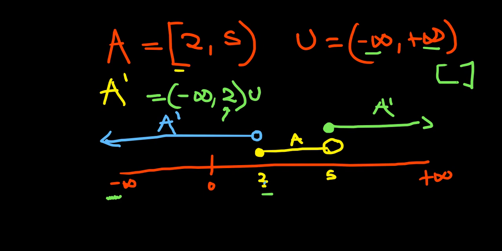And then we come here where the other A complement is starting from. The other complement is starting from 5 all the way to positive infinity. This 5 here is included in the A complement because the line for A complement has a shaded circle there. So we say square bracket 5 comma positive infinity, and for positive infinity and negative infinity, we always use a curved bracket like that.